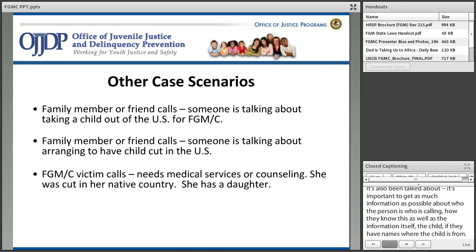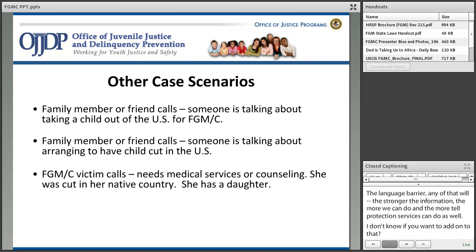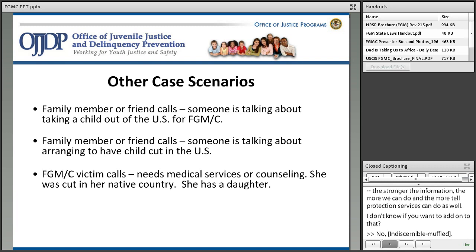And Andrea and Zainab, I don't know if you want to add on to that. No, I agree with what you're saying. And to piggyback on what Andrea said earlier, if you can get all the medical records and ensure that a child has not been cut, you can use that to engage with the families and tell them this child has not been cut, to ensure that the child stays safe.